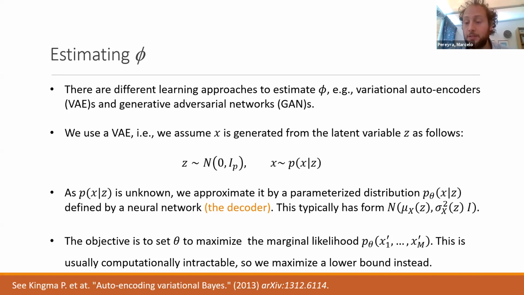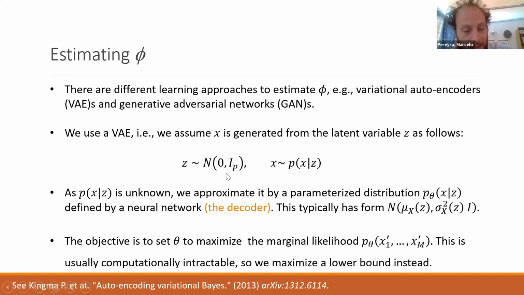In my talk, I just assume that you have a way of learning this mapping. If tomorrow someone came up with a much better way of learning phi, we could straightforwardly adopt it. So the idea is that you are specifying the marginal of Z.